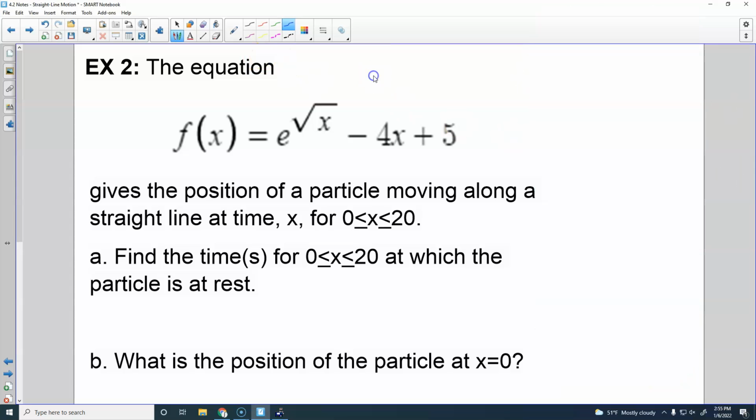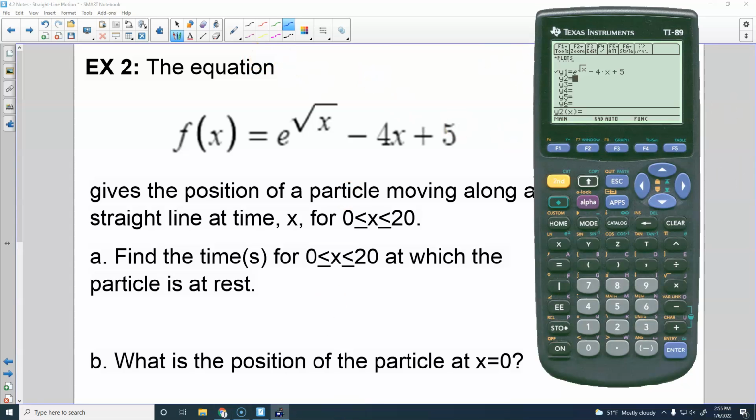All right. Okay, we do not have much time. We need to do this problem. All right. So, we need to find when the particle is at rest. So, how can we tell when the particle is at rest?